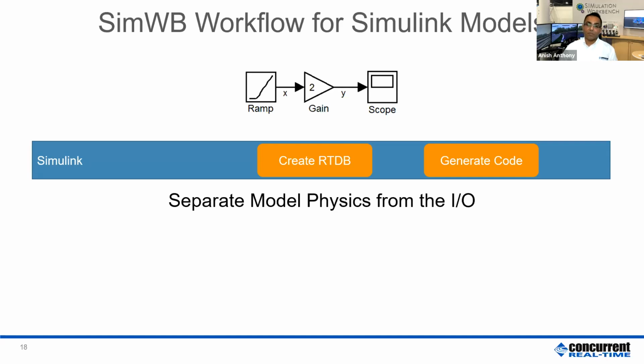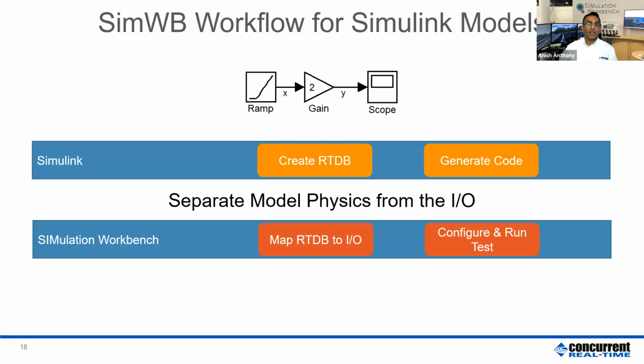The workflow is simple. Create a real-time shared memory database for variables in your Simulink model, and then inside Simulation Workbench, map these real-time database variables to IO. Because they are running on Linux, on shielded CPUs, we leverage all the real-time constructs that Red Hat Linux has to offer, and your Simulink model is going to run in real time.